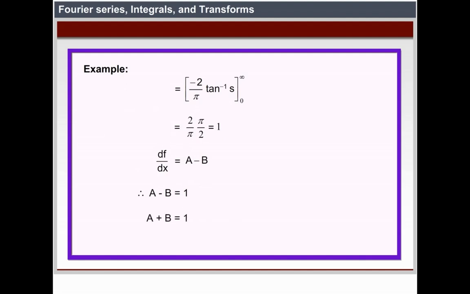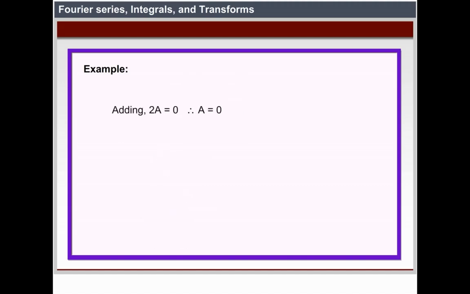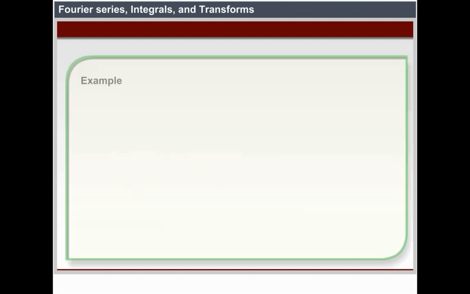Then a plus b equal to 1 and a minus b equal to minus 1. After adding these two equations, we get 2a equal to 0, then a equal to 0. Subtracting, 2b equal to 2, then b equal to 1. Therefore, f of x equal to e power minus x.